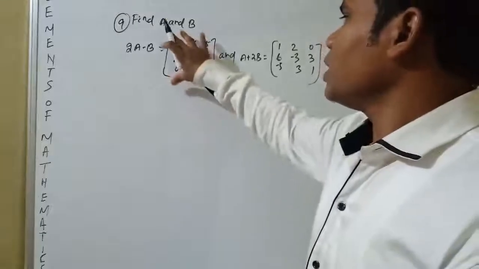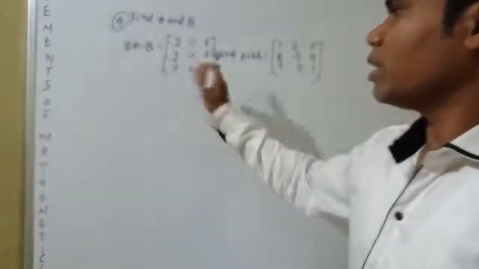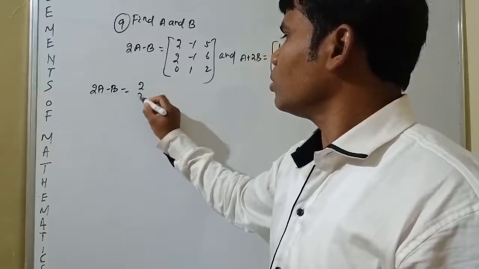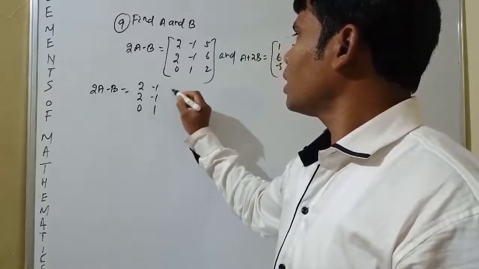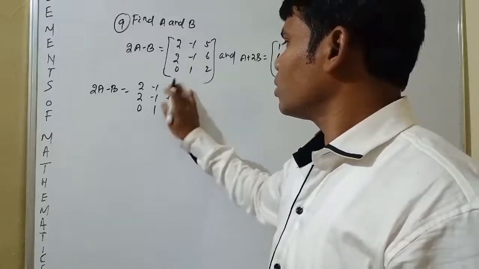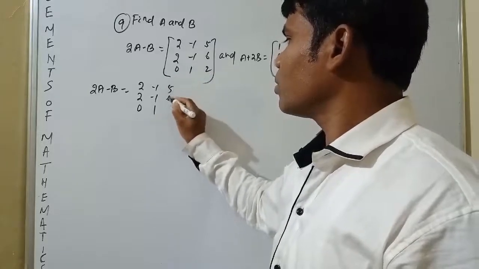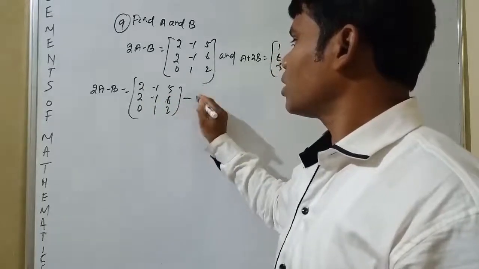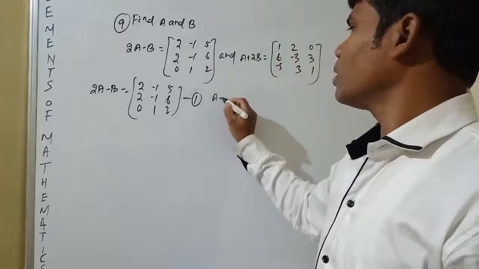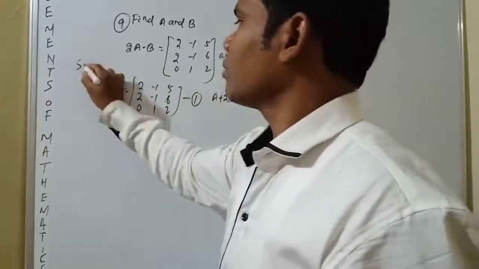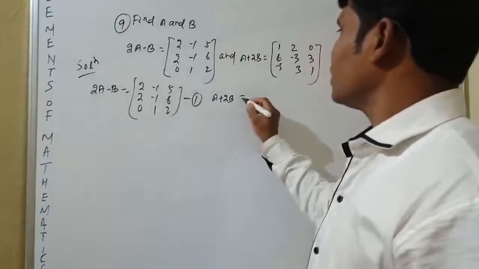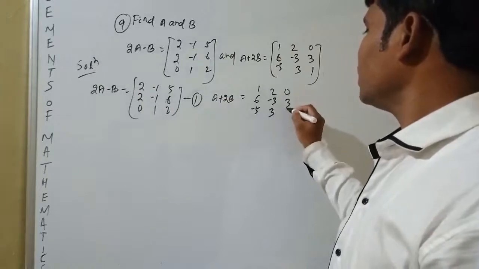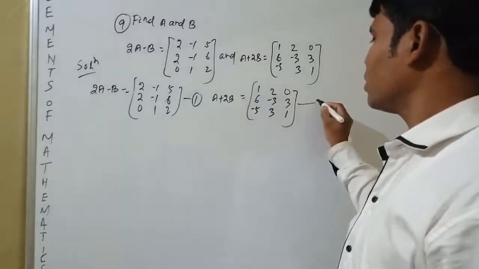You say this is equation 1 and this is equation 2. Now you write 2A minus B is equal to [2 2 0; -1 -1 1; 5 6 2]. You say this is equation 1. And A plus 2B is equal to [1 6 -5; 2 -3 3; 0 3 1]. You say this is equation 2.